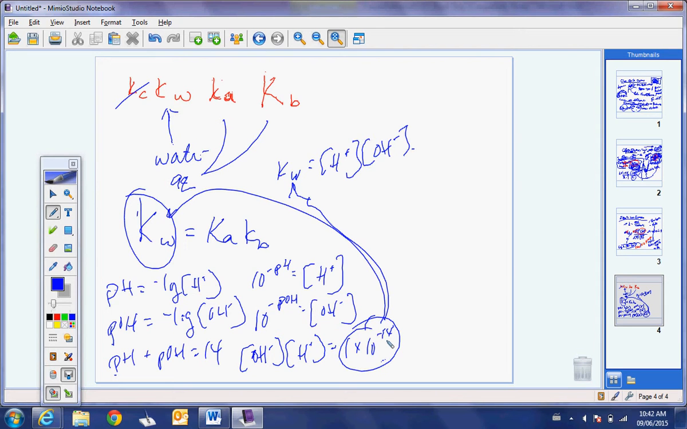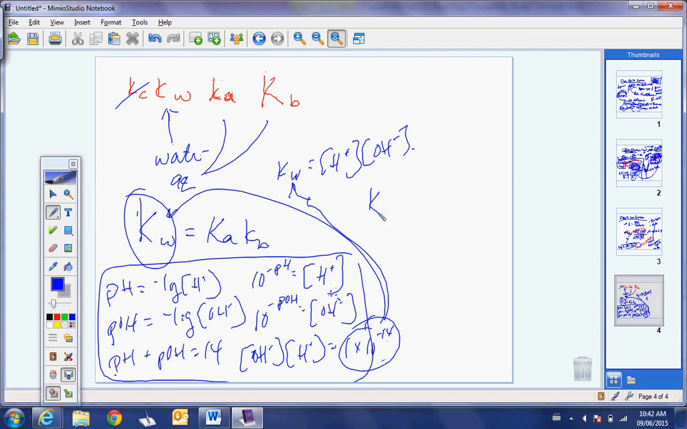So these are easy money. If they give you a concentration of H plus and they ask for the pH, that should be a very fast, easy mark for you. This is the "I just want to pass" material. You better know these. Okay, so that's KW.